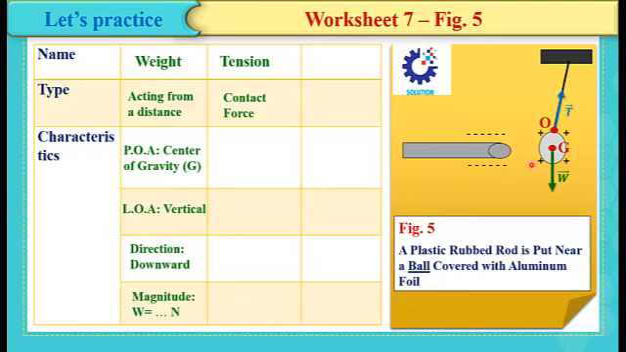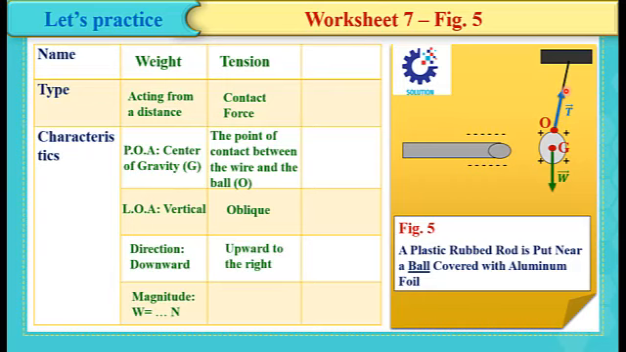The point of application is the point of contact between the ball and the wire. The line of action is oblique and the direction is upward.